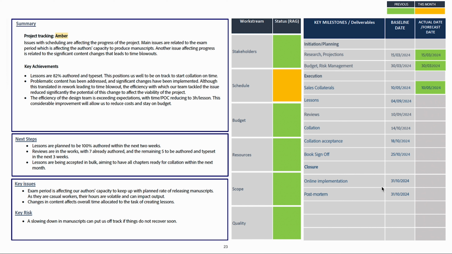Nonetheless, on a positive note, the design team is performing exceptionally, increasing their efficacy and reducing their time per piece of content to 3 hours per lesson, which is much lower than the initially anticipated 5 hours per lesson. This will allow us to win back the time that we're losing by revising those lessons that had to be reworked.